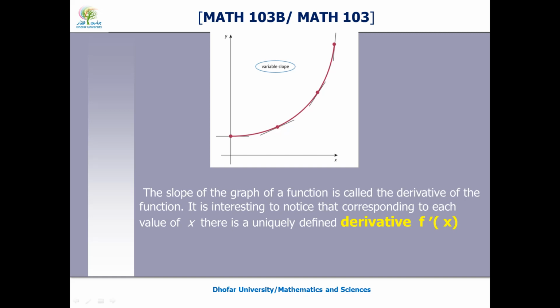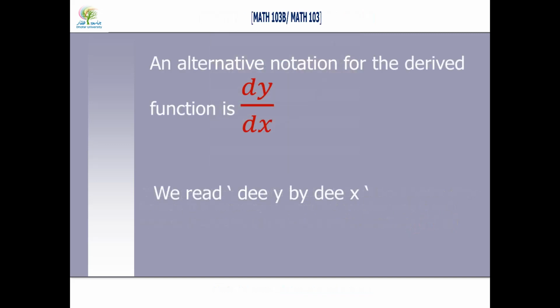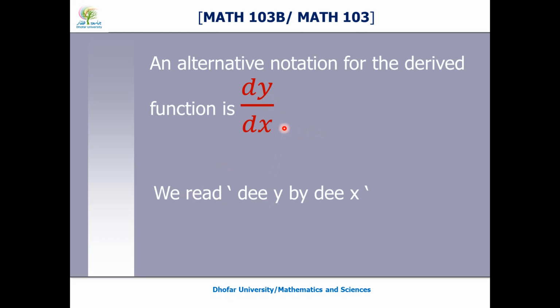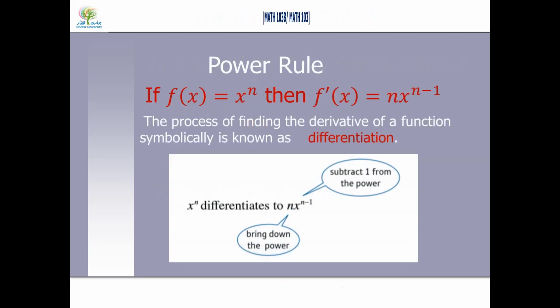Now it's interesting to notice that corresponding to each value of x, there is a uniquely defined derivative of the function, and we use this notation for the derivative: f prime x. Another alternative notation of the derivative of the function is dy by dx. We read it dy by dx, and we write it like this. So either f prime x or dy by dx. These are the common notations for the derivative of the function.